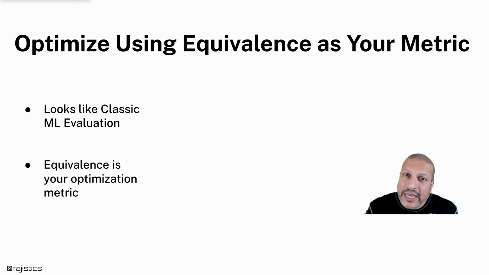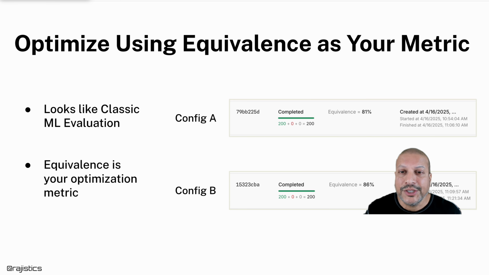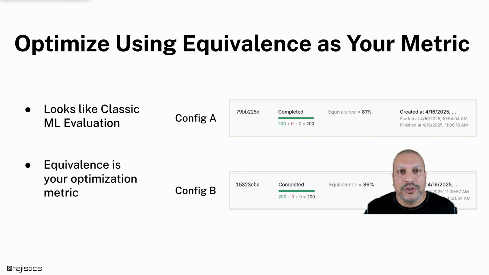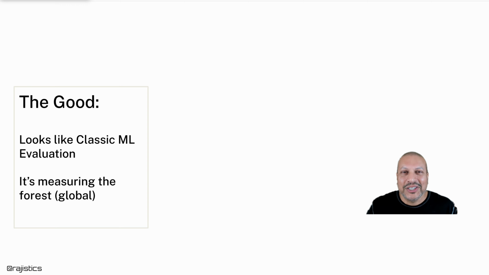Now, if you use that equivalence that I was talking about as your metric, you can almost just treat it like traditional machine learning, where you have a hyperparameter, and now all you're trying to do is change the knobs in your application to maximize that equivalence. And you'll go through and you'll be like, okay, I'll change this prompt. Did my equivalence go up? Oh, I changed this model. Did my equivalence go up? That's how you can then try to help improve your model. That's it. That's a very simplified way of how to do all of this. And this is the good part. It's a lot like classic ML evaluation.